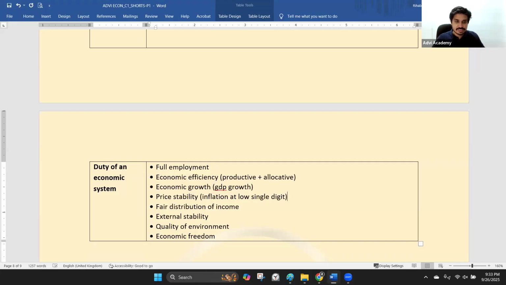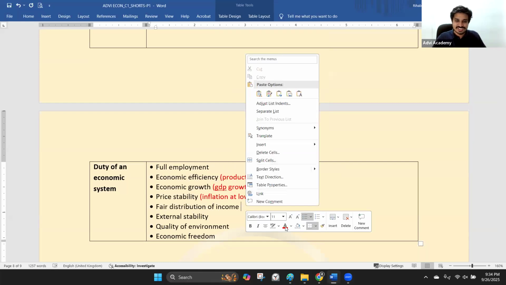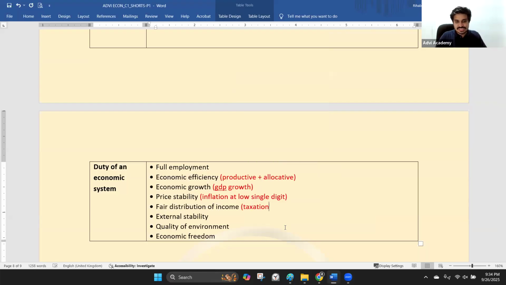We'll talk about this down the line in chapter 7. I'm just adding some additional points to each of these. Fair distribution of income means taxing the rich, taxation systems, taxing the rich and giving to the poor. Economic external stability is in the form of your relationship with other countries, the loans, the cash flows, balance of payments, those things. We'll talk about it down the line. Quality of environment and economic freedom in the form of free entrepreneurship and things like that. So I think this is the list.